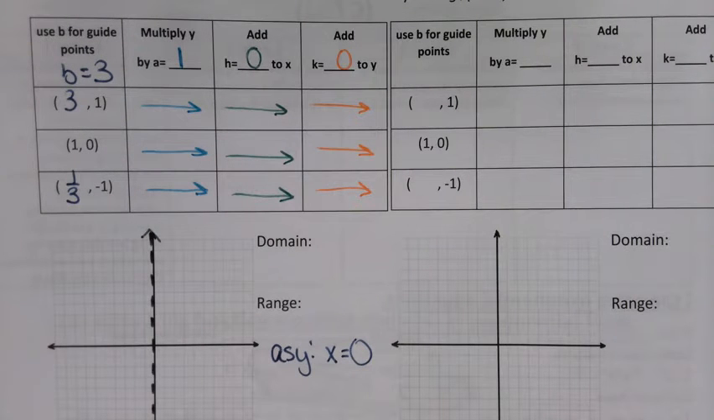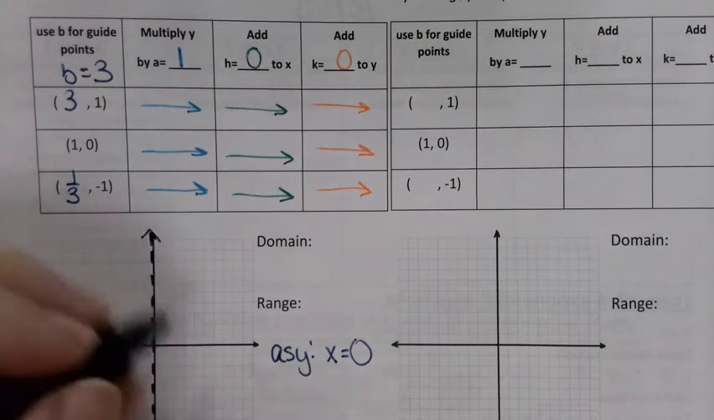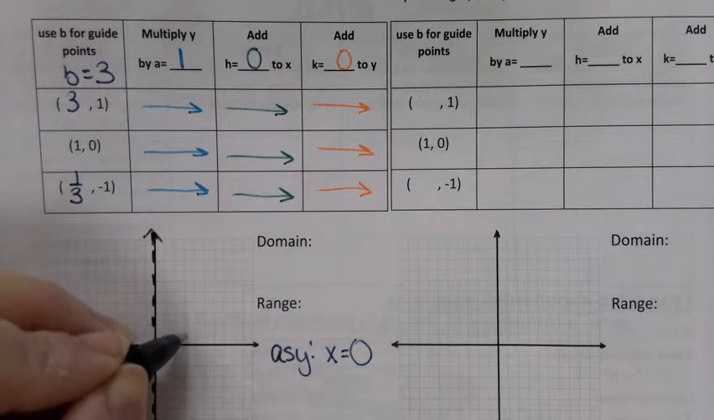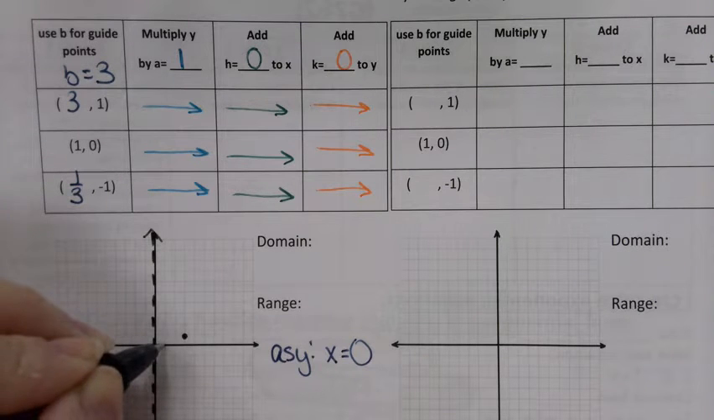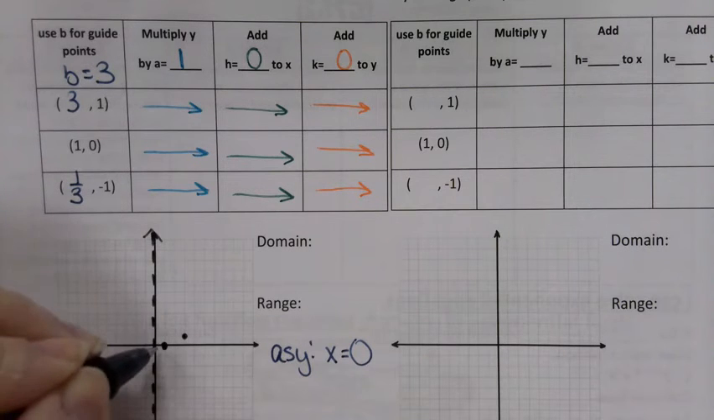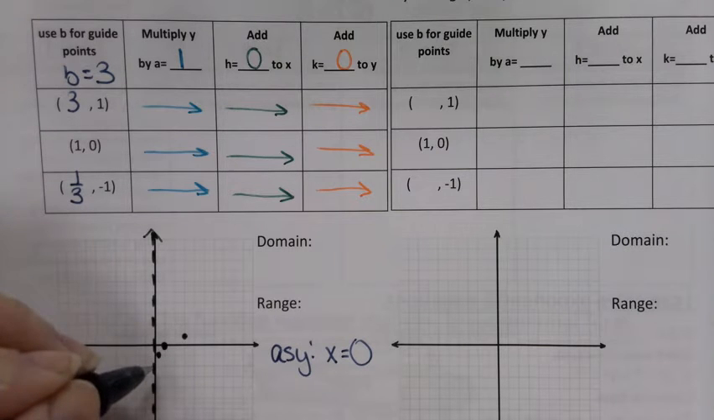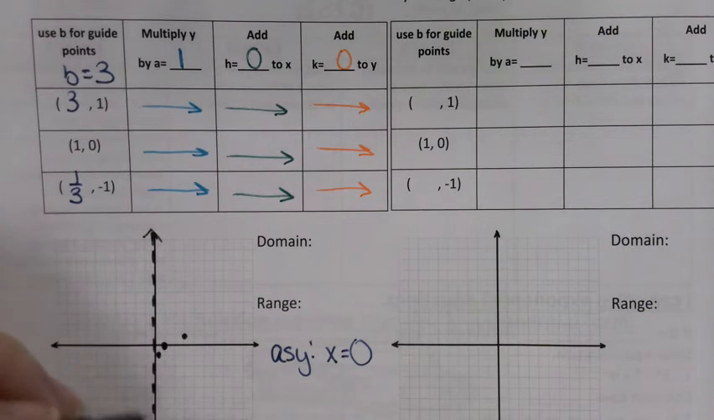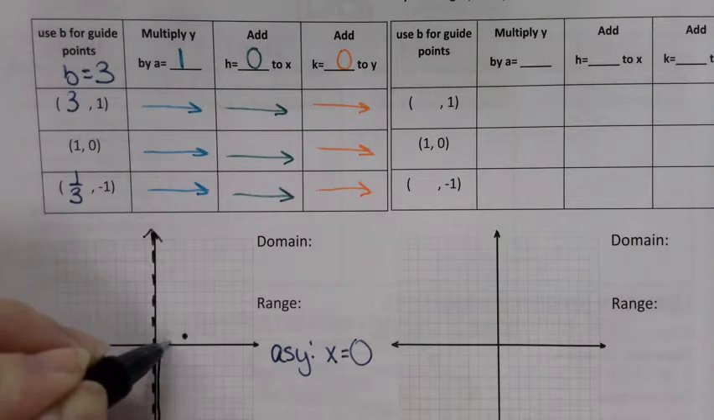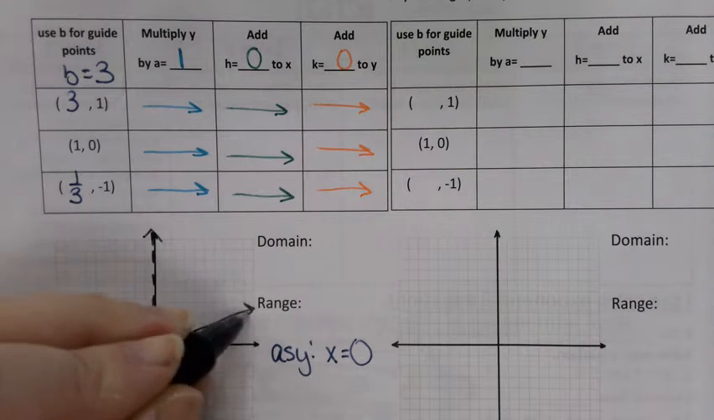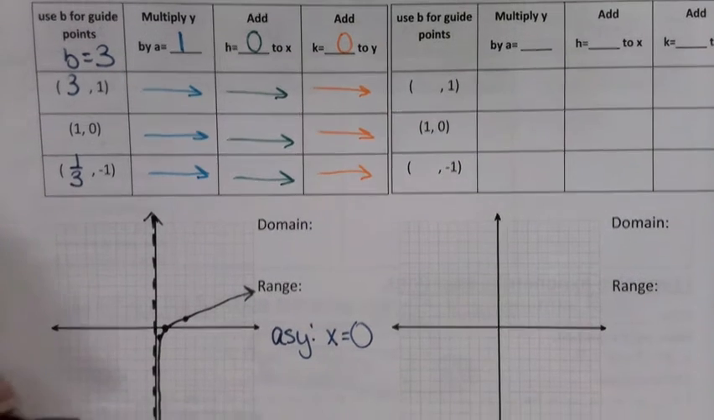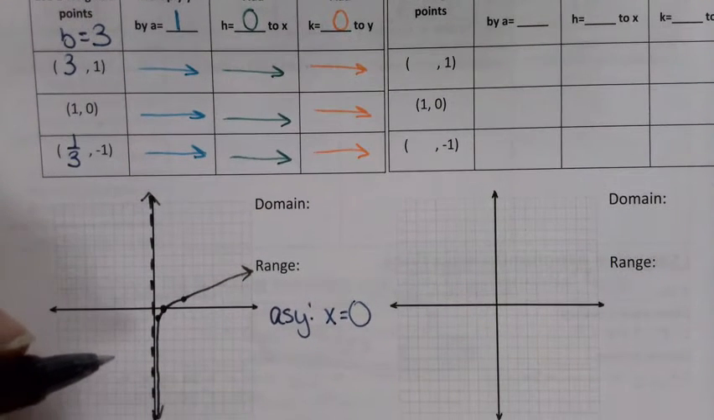And then we'll plot those points. We have 1, 2, 3, 1, 1, 0, and 1/3, -1. You can see it's trending down towards the asymptote, which means this line for the graph is going to move along the asymptote, never touching it, never crossing it, and through the points. Make sure you can see that white space in between your line.